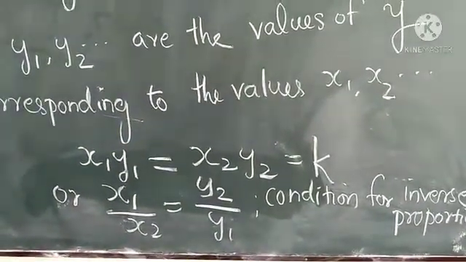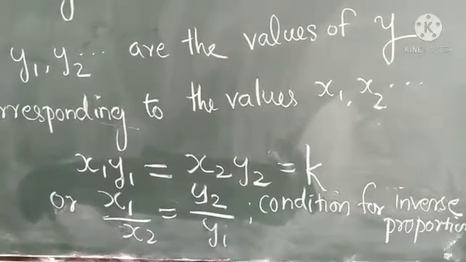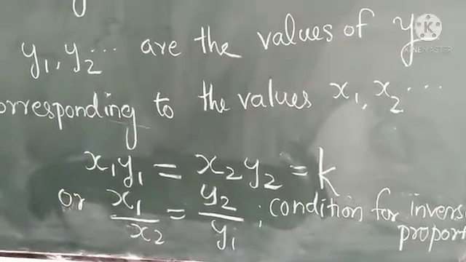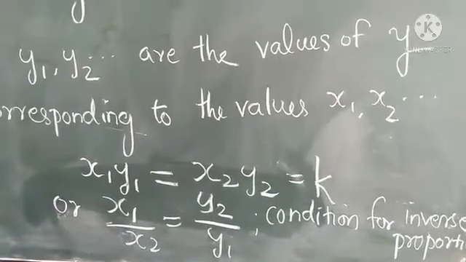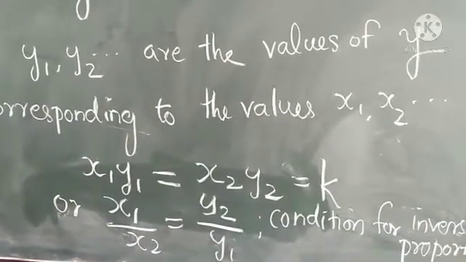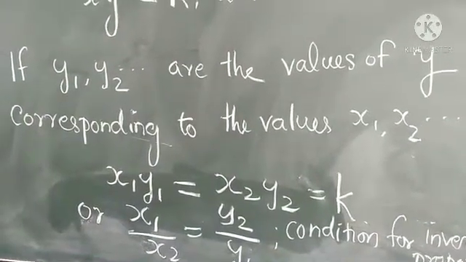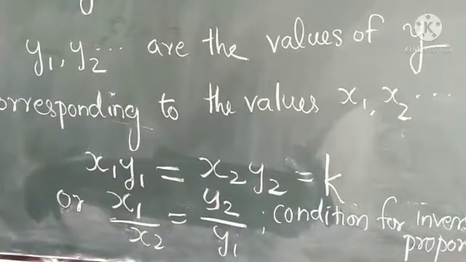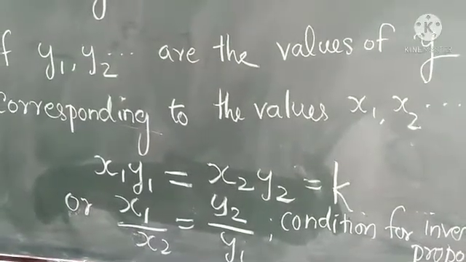What is the condition for inverse proportion? x1 y1 is equal to x2 y2 is equal to k. Otherwise, we can write x1 by x2 is equal to y2 by y1. Understood? So, in the case of direct proportion, x1 by y1 is equal to x2 by y2. Here, in inverse proportion, x1 by x2 is equal to y2 by y1, or x1 y1 is equal to x2 y2. Then we can do the problems related to inverse proportion.